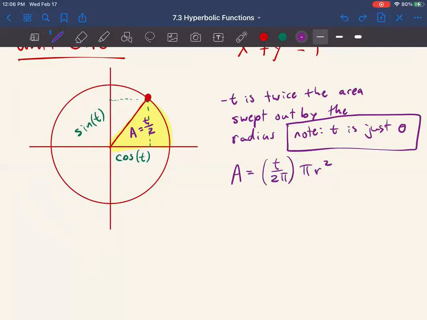If we do that, we can cancel out some stuff here. Oh my gosh, I think I accidentally deleted something from my notes before I printed them. R equals 1, I didn't put this in there. This just becomes a one. So we have t over 2 pi times pi. The pi's will then cancel, and we have A equals t over 2, which is what I was just saying right up above, which you could also think of as theta over 2. So that tells us that t equals 2A, which we knew because I told you that in the beginning, but now I'm actually showing it to you.